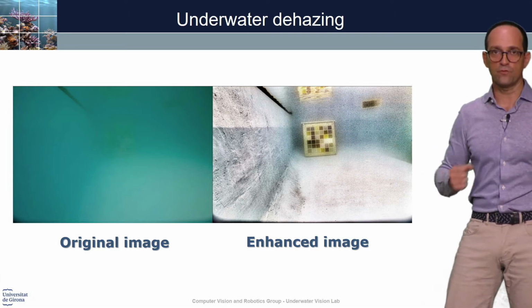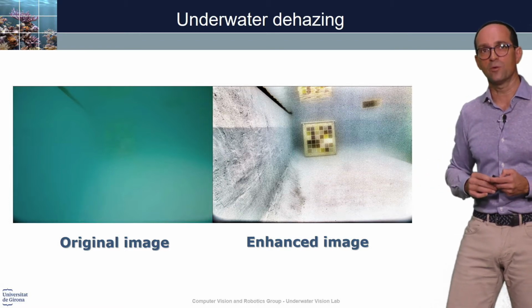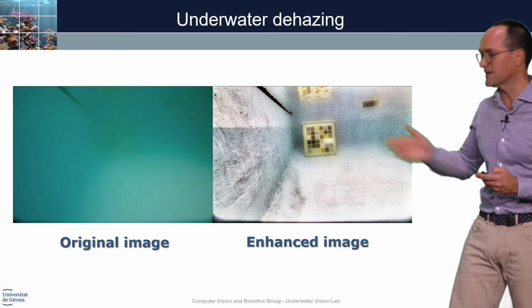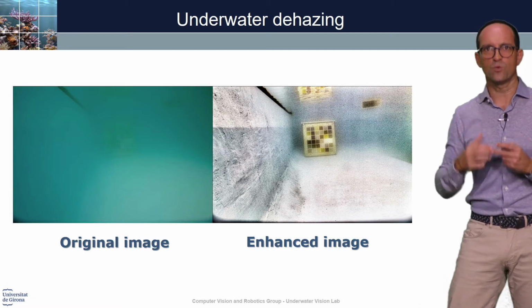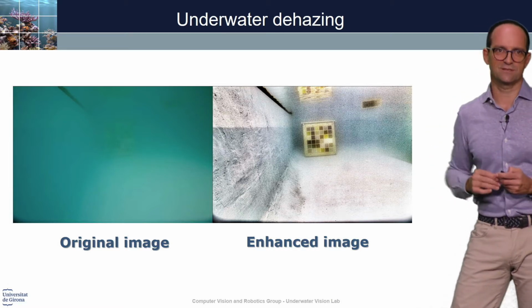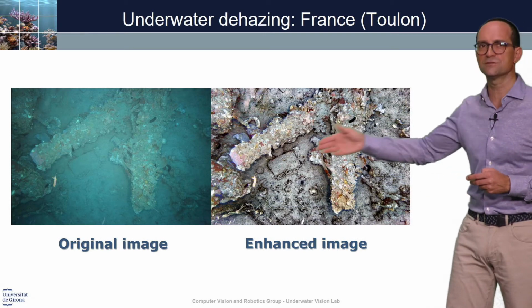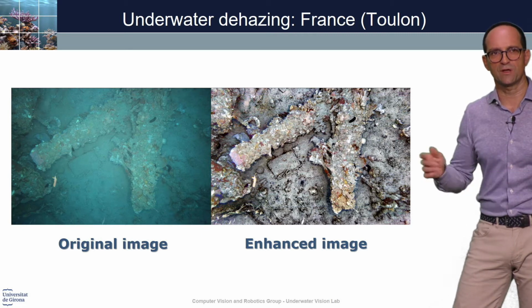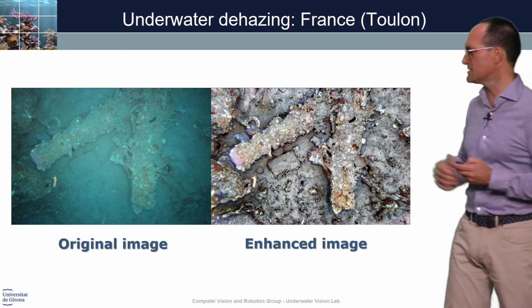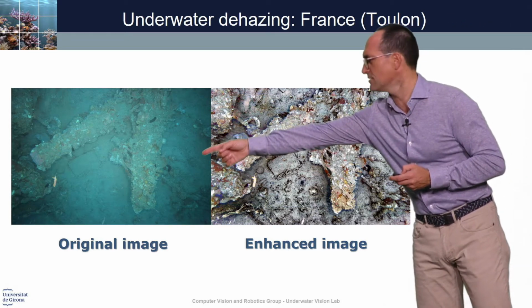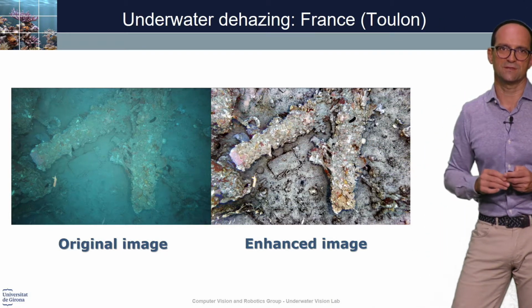If you have an ROV pilot who is piloting an ROV, the robot, you want them to have the maximum visibility. Even if we are not able to recover the true colors, we want to at least be able to distinguish things underwater. And this is another example, in this case of two cannons from a shipwreck on the coast of Toulon in France, in which the archaeologists were using not the original images but the enhanced images, in which we can zoom in and see some of the features that they want to find there.